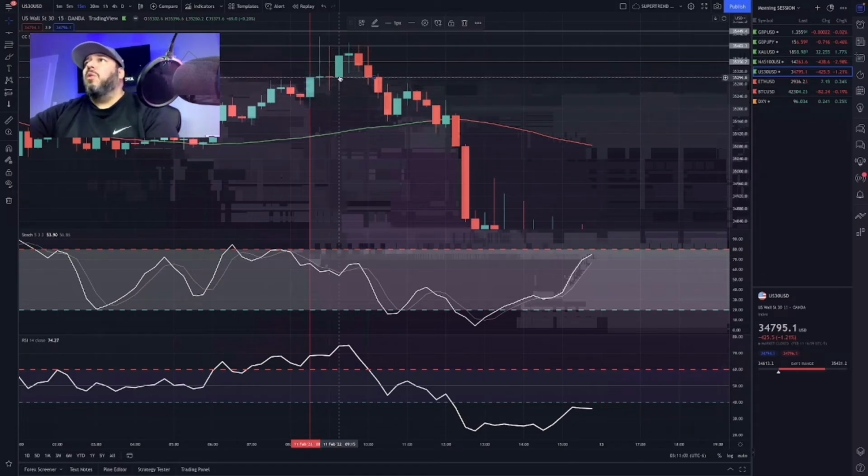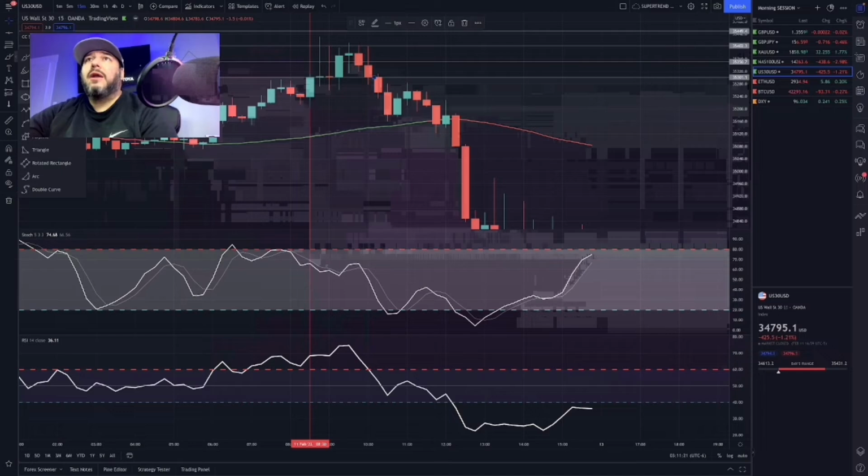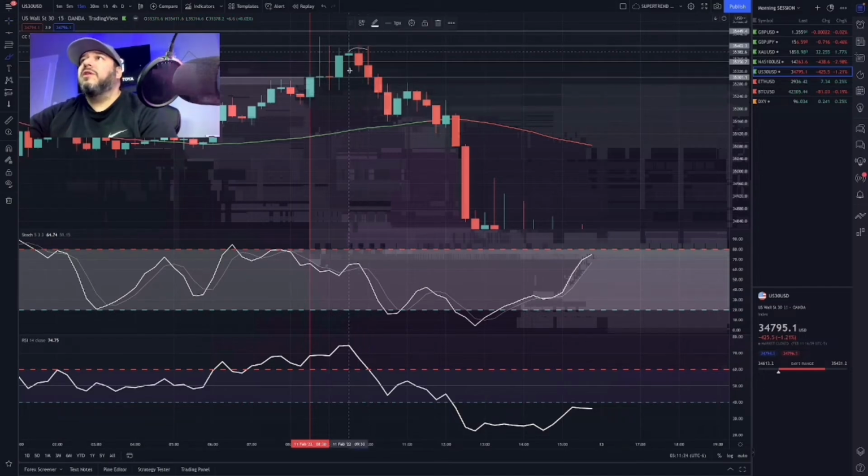So as soon as I saw these wicks, this one here, I would have waited till this candle here, saw what she did, she wicked up again, then I waited for an engulfing candle. So then you got this confirmation. You got this engulfing candle right here to the downside. Look how beautiful that is.